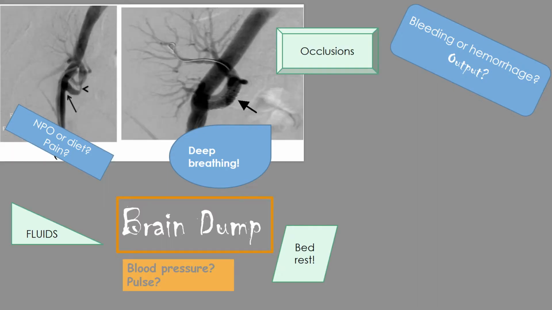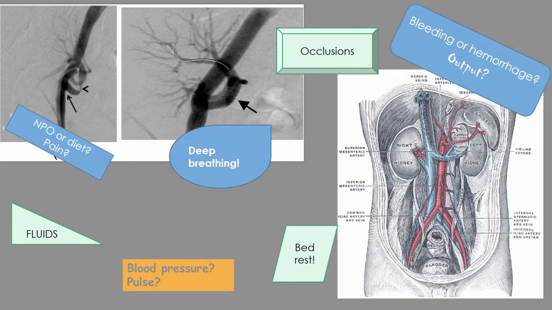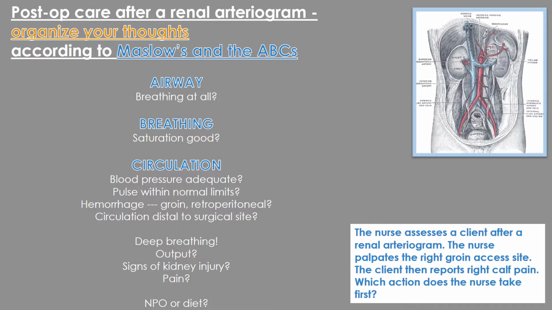Now, do a quick brain dump. What did the question ask you about? What do you know about renal arteriograms? What do you know about postoperative care? What do you know that might be relevant to this question, including all the issues that might occur with airway, breathing, or circulation? Begin to organize your thoughts according to those ABCs. After a renal arteriogram, many issues of circulation might be present.